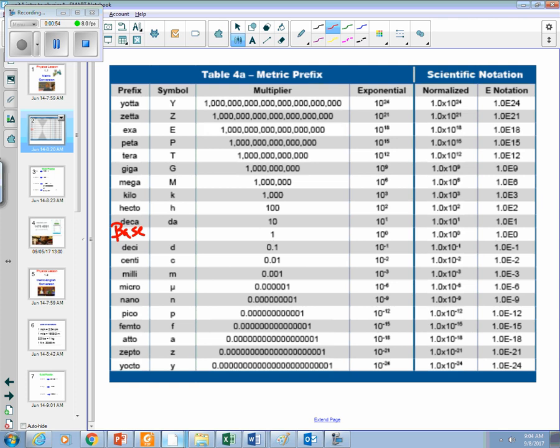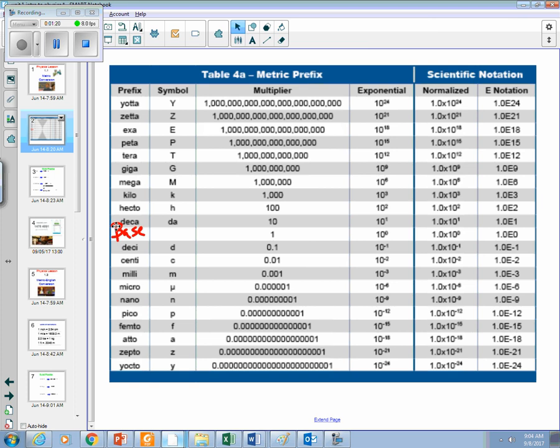down to yocto. If you go the other way, it's the same concept. So there are 10 meters in 1 decameter, 100 meters in 1 hectometer, 1,000 meters in 1 kilometer. So these prefixes, if you're using this chart, would all be 1, and this multiplier is how many base units you have for that prefix. Hopefully that makes it easy for you.